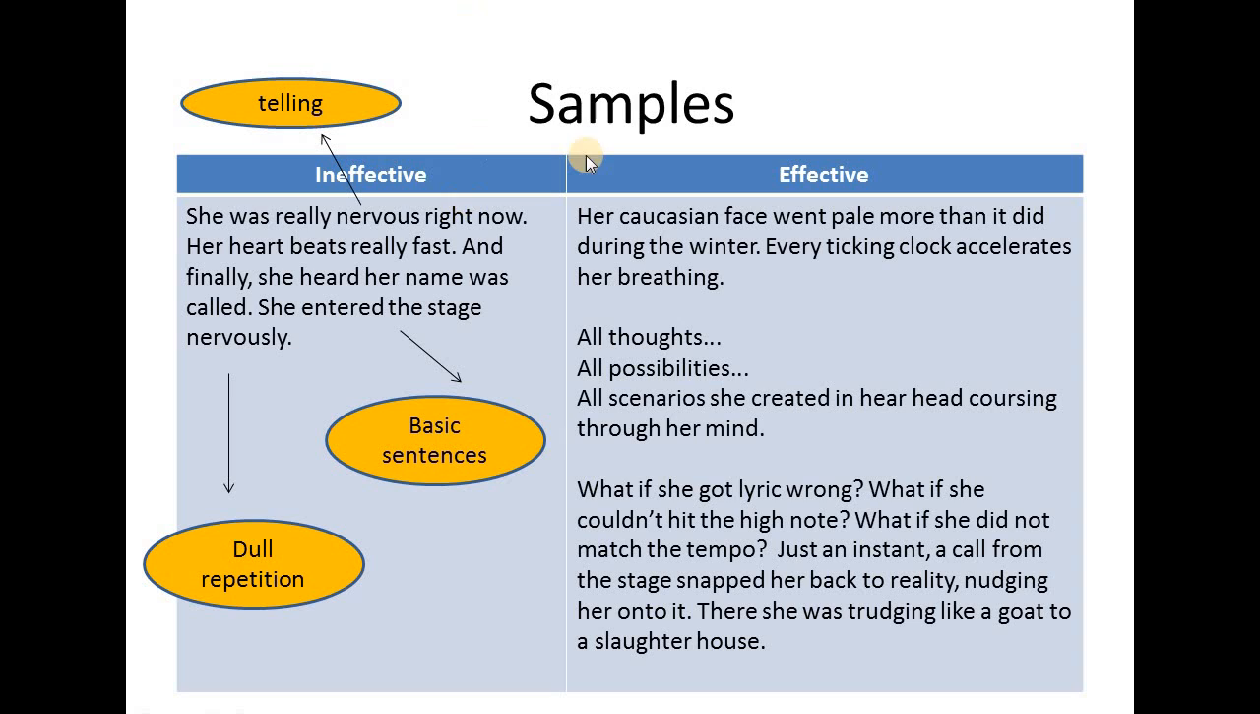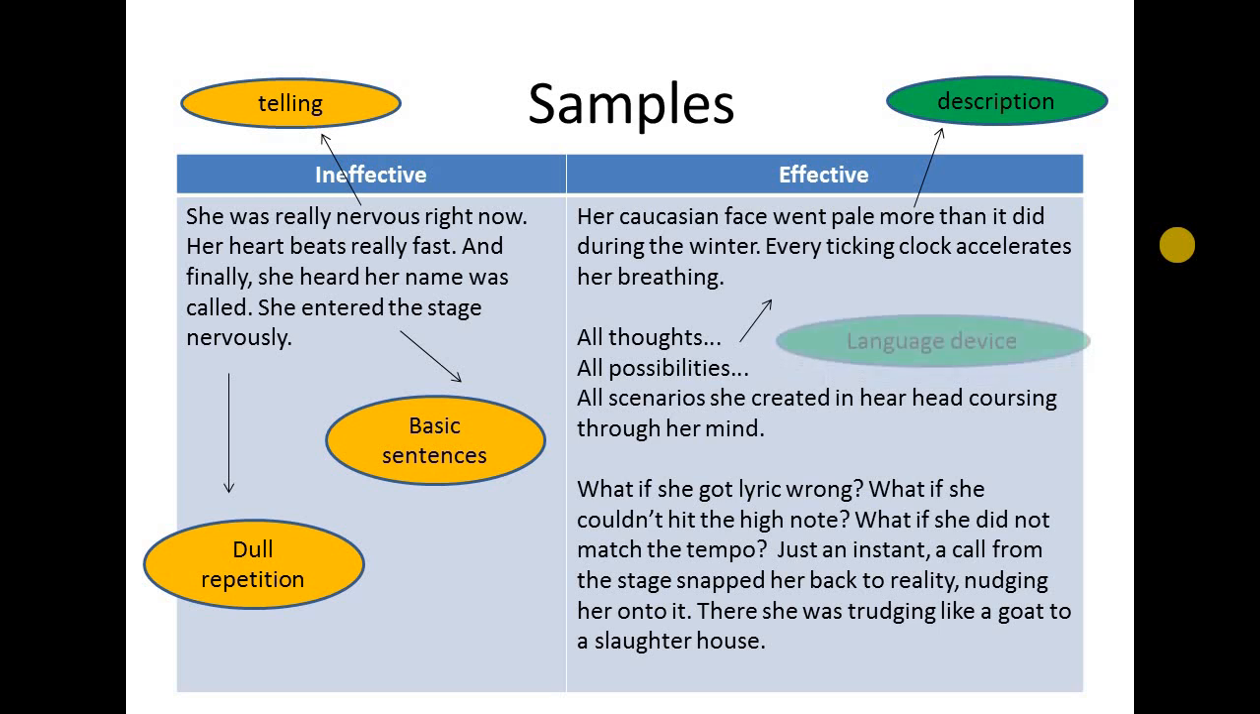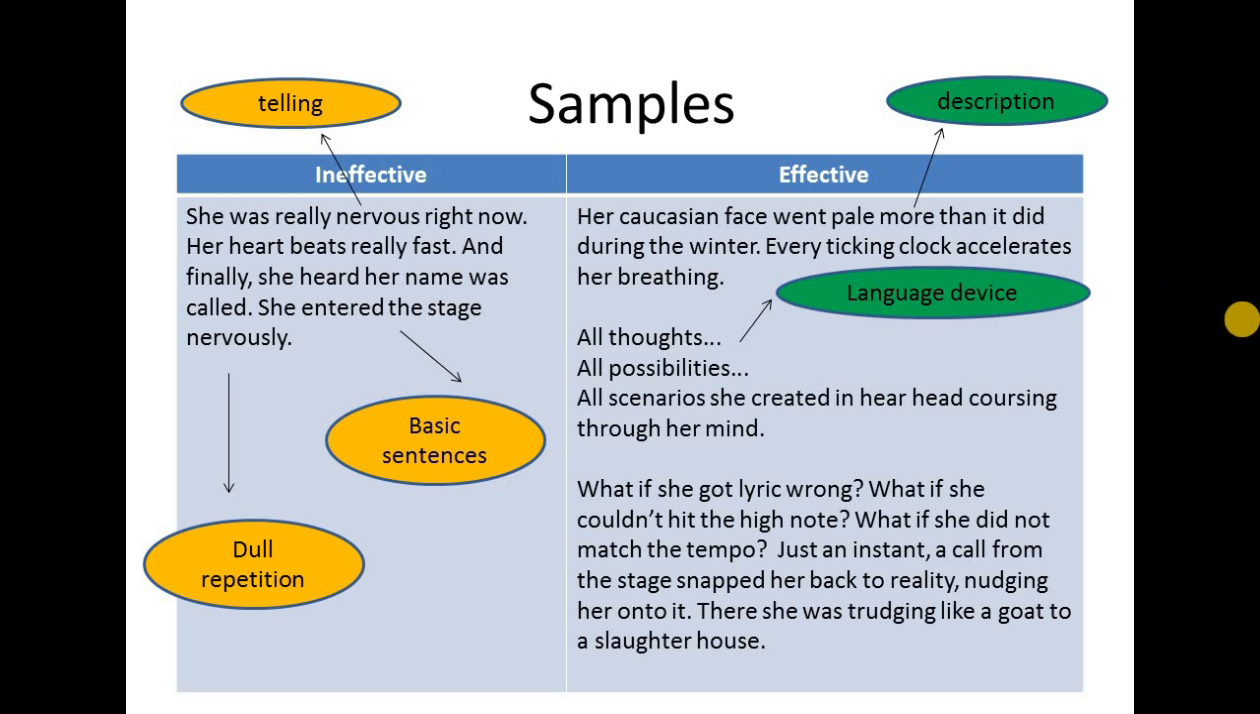Okay, and let's see why this is more effective compared to the previous one. Here, it describes, it doesn't tell. If you take a look at the sentence, it describes the body reaction. It allows the readers to visualize what happens and infer by themselves. Next, it uses language device. For this case, to be precise, it makes a good use of rule of 3. Next, it also makes a good use of punctuation for effect, ellipsis.